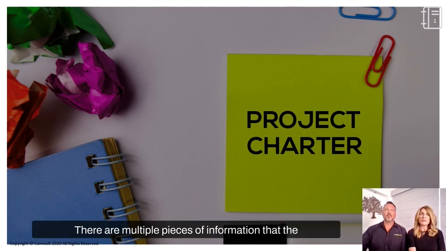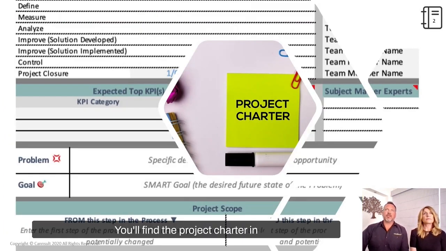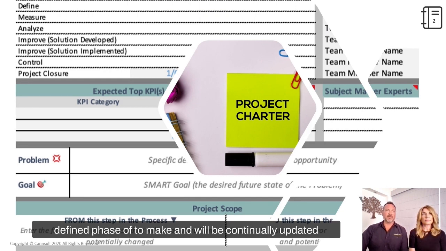There are multiple pieces of information that the team must agree upon and compile, using the project information shared with them by their sponsor. The charter is a collaborative effort by the team, maintained by the project leader, and is an ongoing key communication tool for the team. You'll find the project charter in your file of Greenbelt templates. The charter is completed by the team initially in the define phase of DMAIC and will be continually updated as the team progresses and as the project evolves. And now, let's walk through each of the charter components.